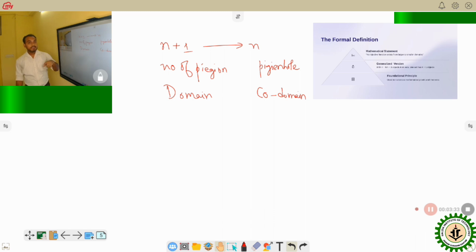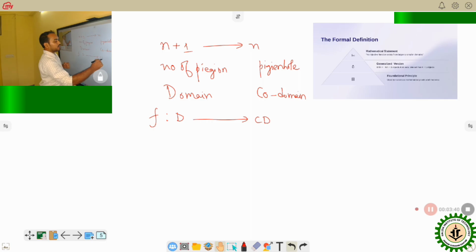So if we are trying to define a function from this domain D to this codomain CD, where D stands for the number of pigeons, that is n plus 1, and the codomain is the number of pigeonholes, that is exactly equal to n. We saw that the cardinality of D is greater than the cardinality of CD, the number of elements in the codomain. We know that to define an injective mapping, every element of the domain should have a unique image in the codomain.